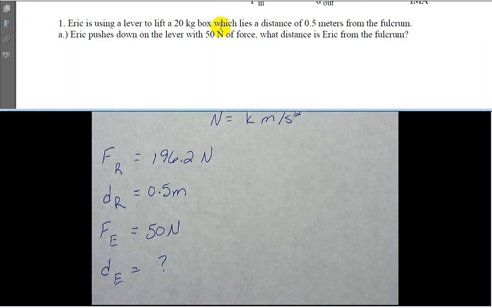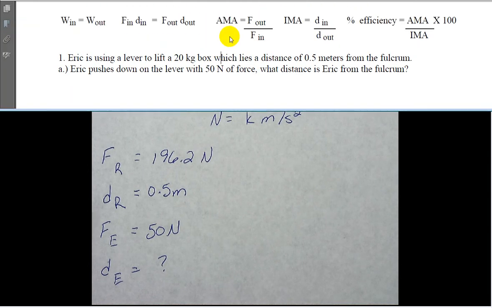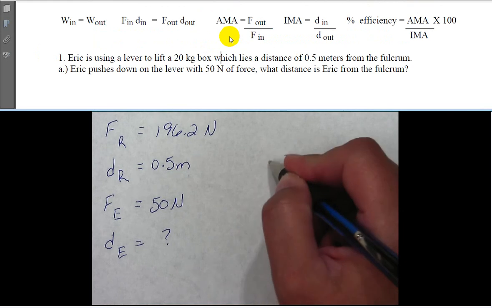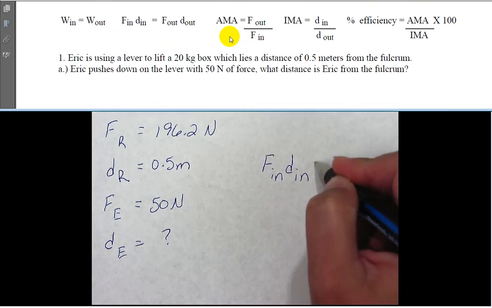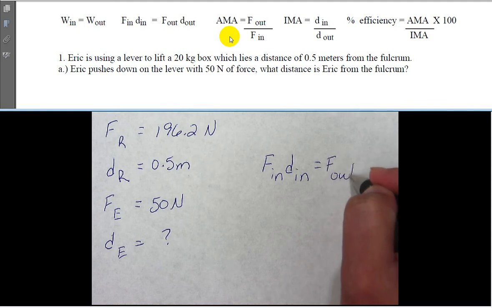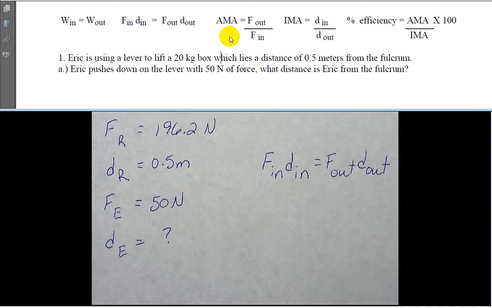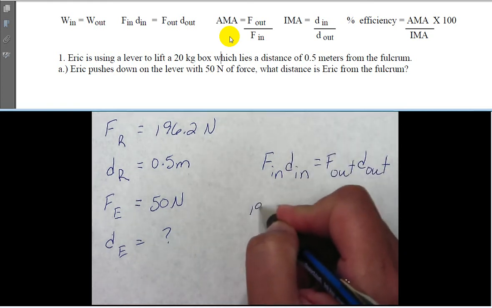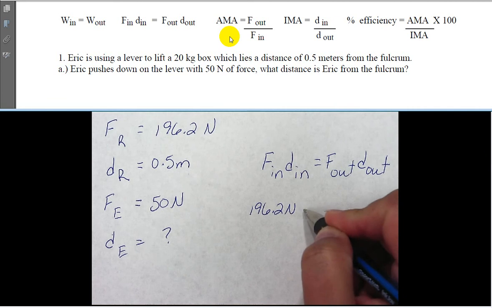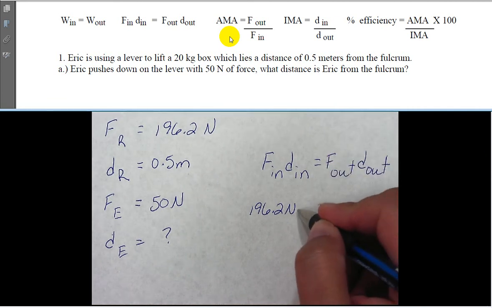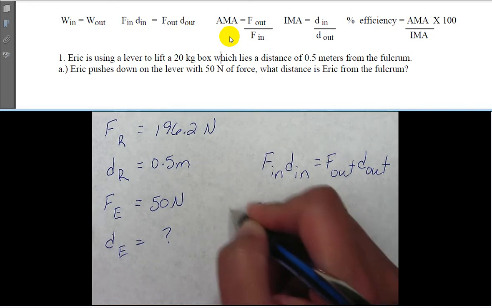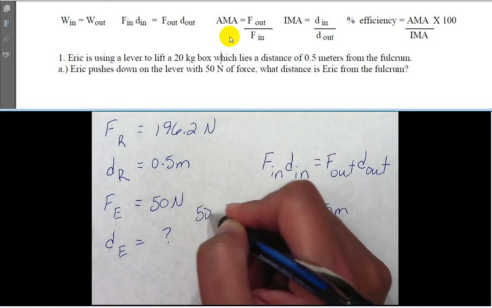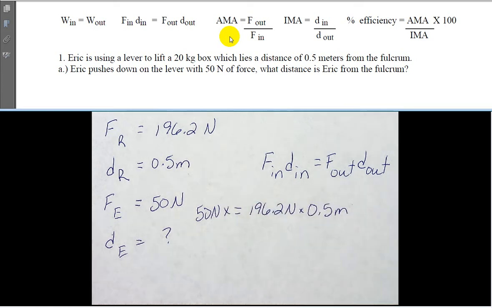So let's look at our equation. It says force in times distance in equals force out times distance out. So I plug it in: 196.2 newtons times 0.5 meters equals 50 newtons times x.